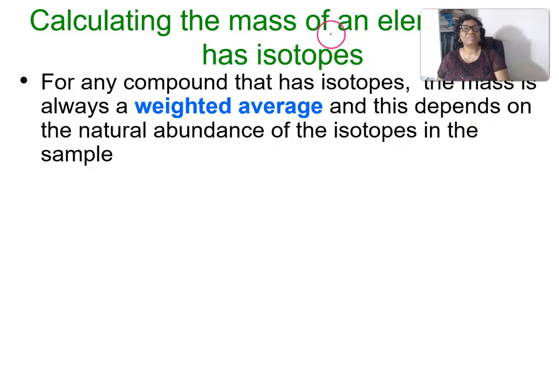We want to calculate the mass of an element. For any compound that has isotopes, the mass is always the weighted average. This is what we see in the periodic table. And this depends on the natural abundance of the isotopes in the sample.